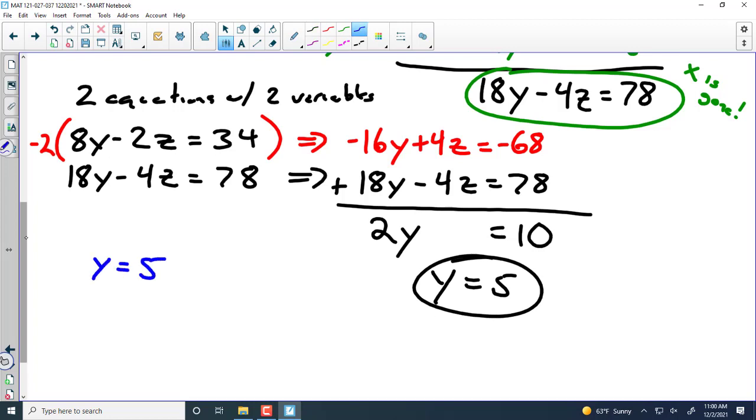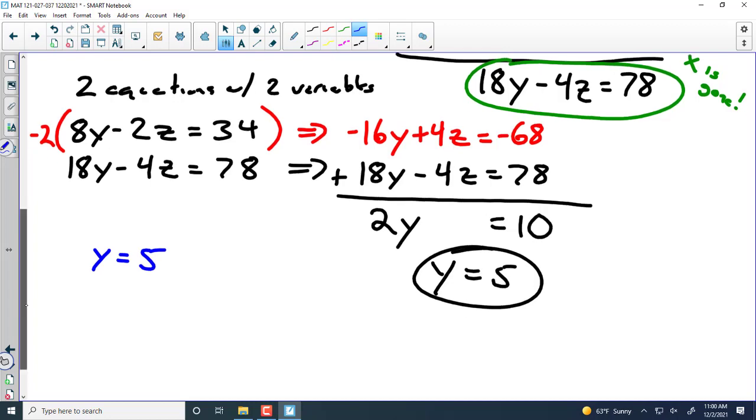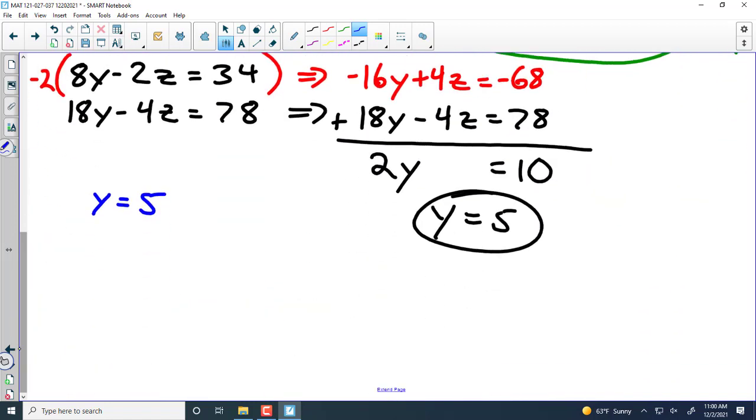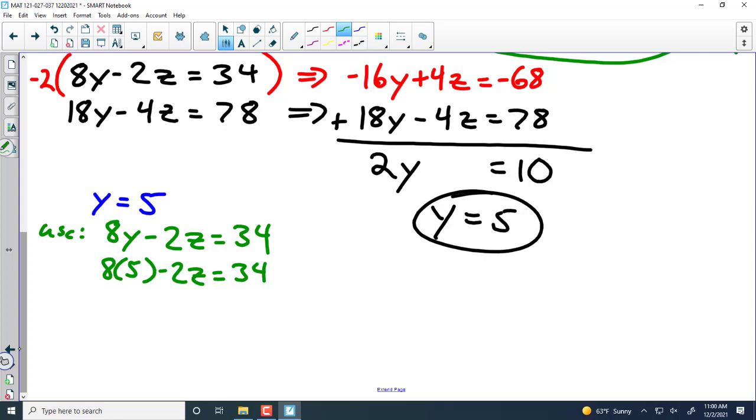Now you take y equals 5, and you plug that back into any equation you see up here, any equation you see anywhere that just has y and one other variable. So I will use 8y minus 2z equals 34. That has 2 variables in it. I plug in the 5. Because I don't want to mess up, I take my time. And I get z equals 3.